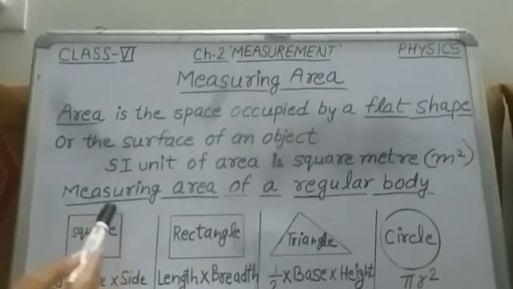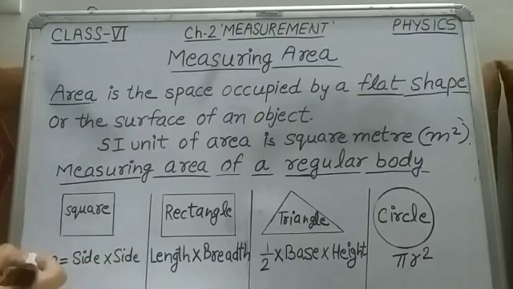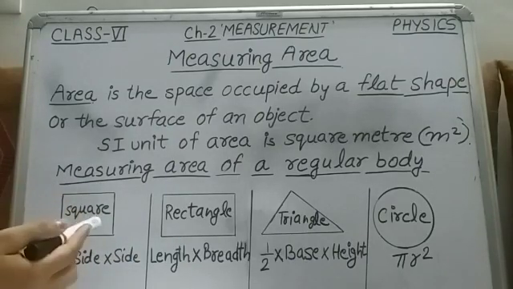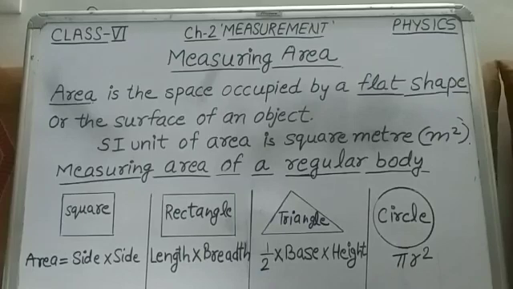For example, if we have to find out the area of a square, we will apply the formula area is equal to side into side. And you all know all the sides are equal in a square. So if you know one side of a square, you can easily calculate the area of a square.